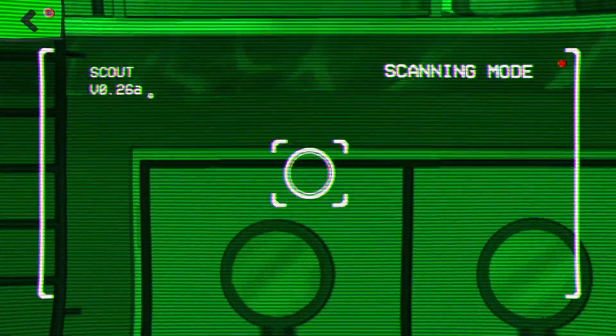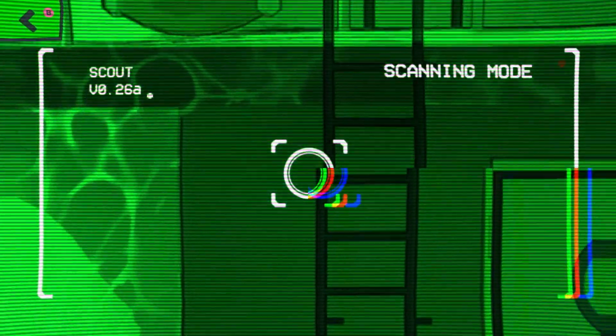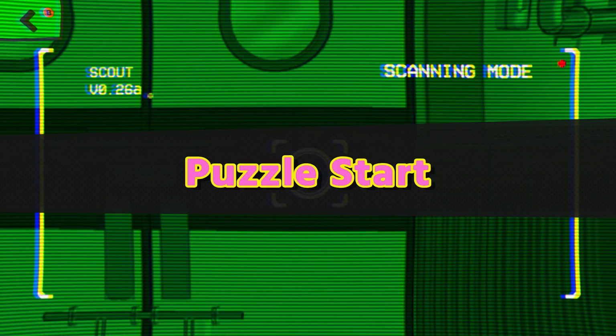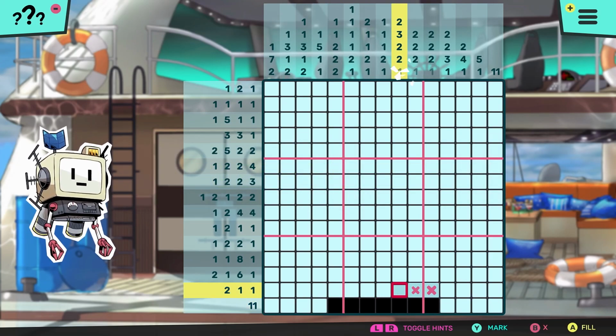So far I only saw the one thing pinging, and it's right here. Okay, just the one thing. Let's do it. It's a door. I solved it. The puzzle's a door.